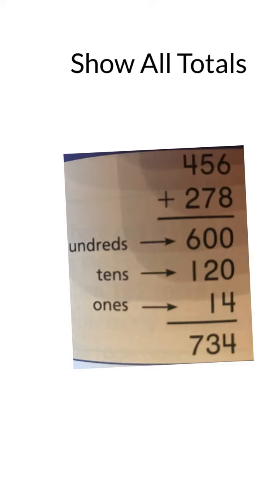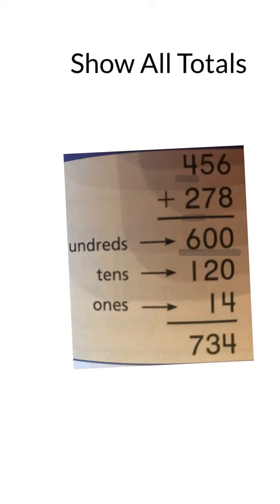It's the same strategy you would use for two-digit numbers, but now you're adding the hundreds. With show all totals, you start with adding the hundreds. So with 456 plus 278, you add 400 plus 200 equals 600, and you write the whole number out. Don't forget your zeros because those are going to hold your place value.